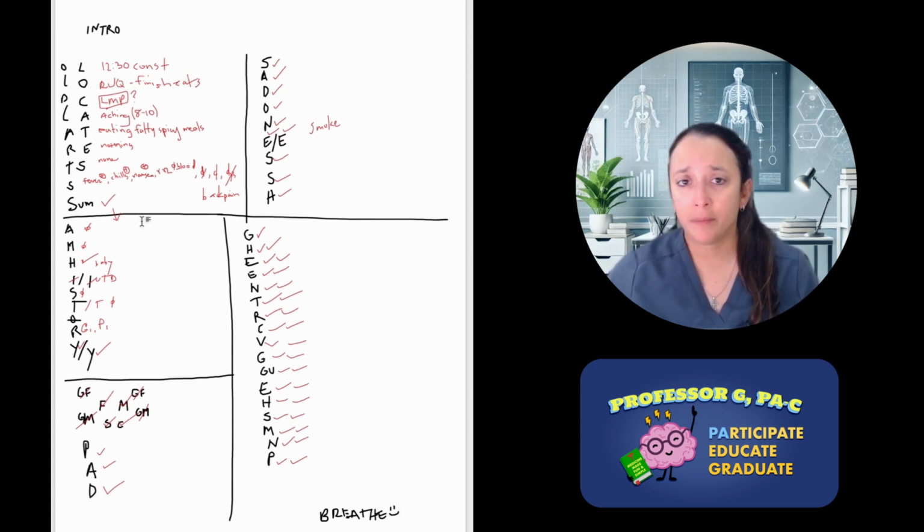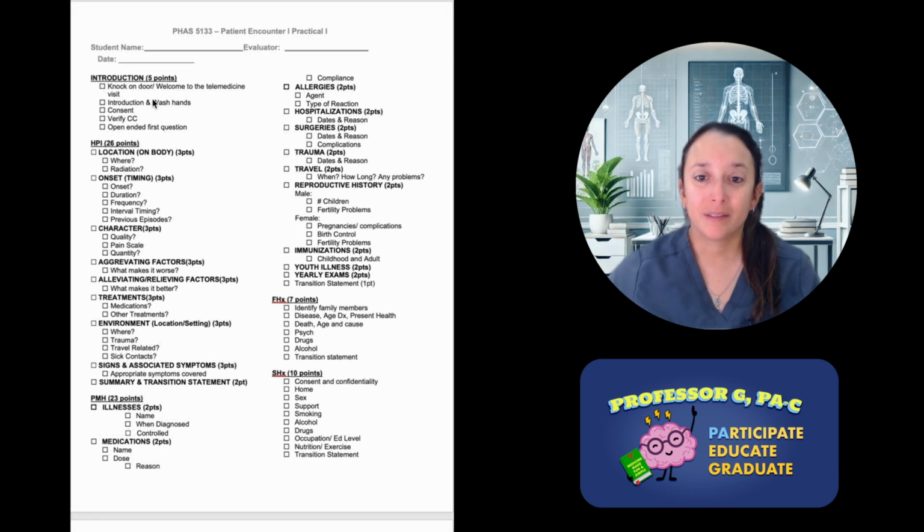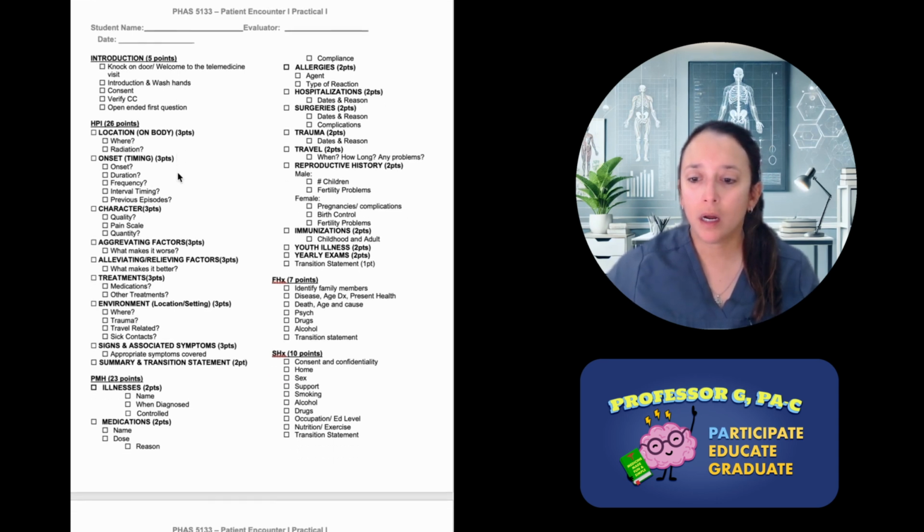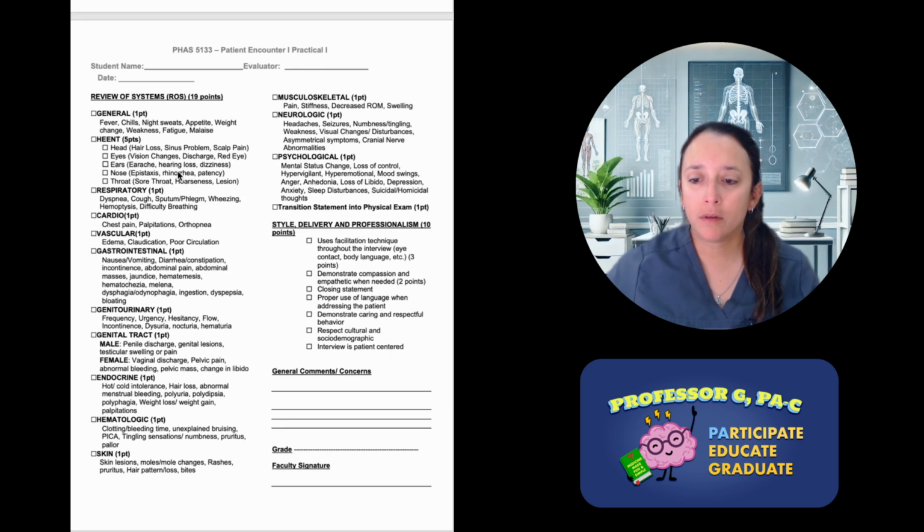What else could I have done better? I don't know. Let's go ahead and look at the other rubric. Let's take a look at the style points and see if maybe there was a place where I could have done something better. So moving on to the rubric here, we can see that I did knock on the door. I welcomed her. I introduced myself. I gained consent, and I did verify her chief complaint. I also verified her name and date of birth. I didn't wash my hands because I'm not face to face, but if you are face to face, make sure that you do. And then let's go ahead and look at the style points.